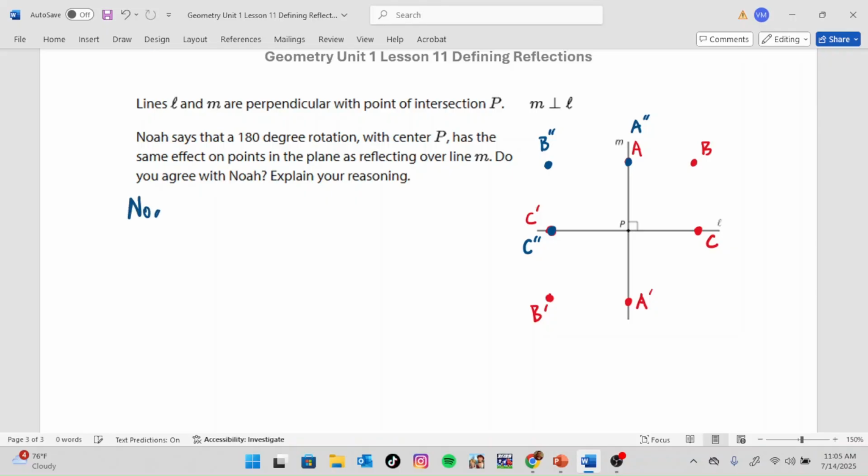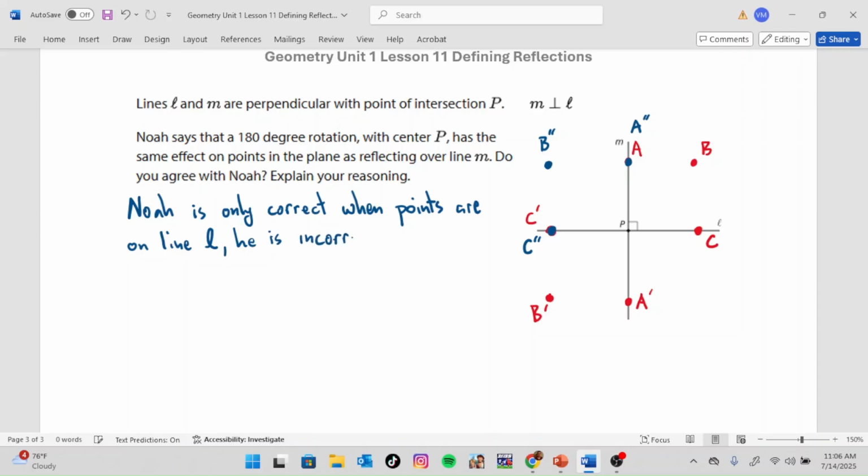So Noah is only correct when points are on line L. He is incorrect for all other points on the plane.